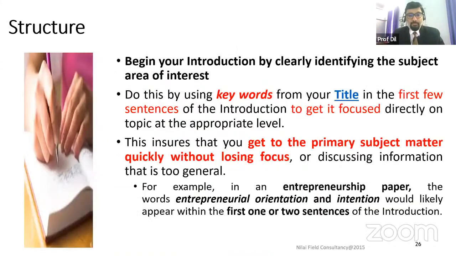So for example, in an entrepreneurship paper, the words entrepreneurial orientation and intention would likely appear within the first paragraph. If that is an entrepreneurship paper, then entrepreneurial orientation, entrepreneurial intention, incubation centers, all these words are clearly to be there in the first paragraphs.